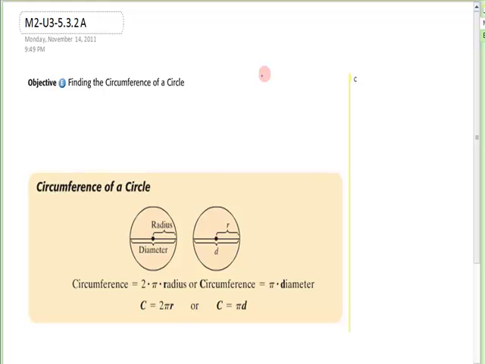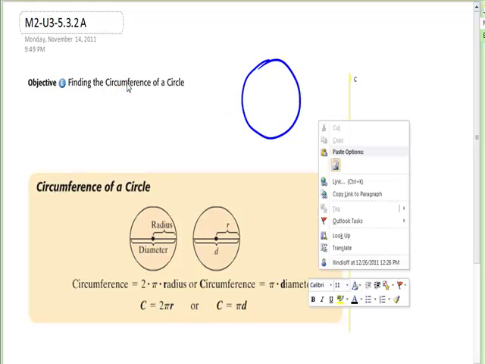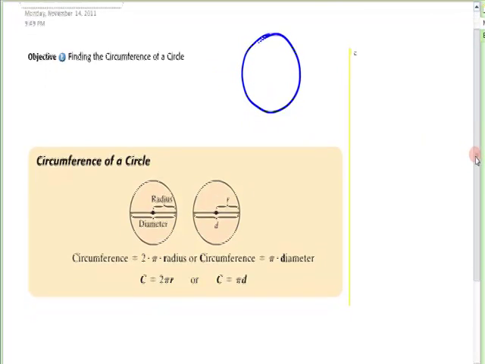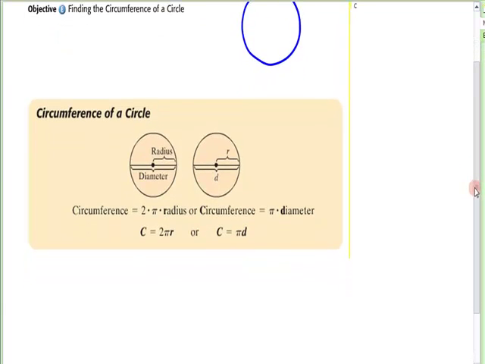With this circle, and forgive my lack of a perfect circle here, we're going to find the circumference. The circumference of a circle is the distance around it. It's very similar to perimeter, but there are no sides to add, so we have to have a different way to do it. This was actually discovered back in ancient Greek times.